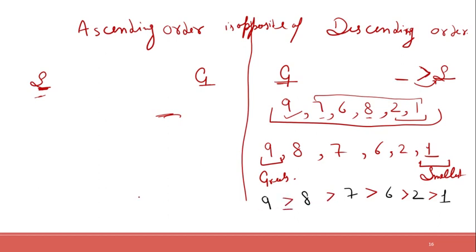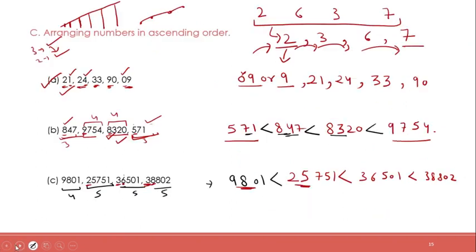So how do we pronounce this? If it is written like this, then we can say that 9 is greater than 8. This is the sign of greater than. It is open at this number, so that means this number is greater, and it is pointing towards this number, which means this number is smaller. I hope you got the concept.